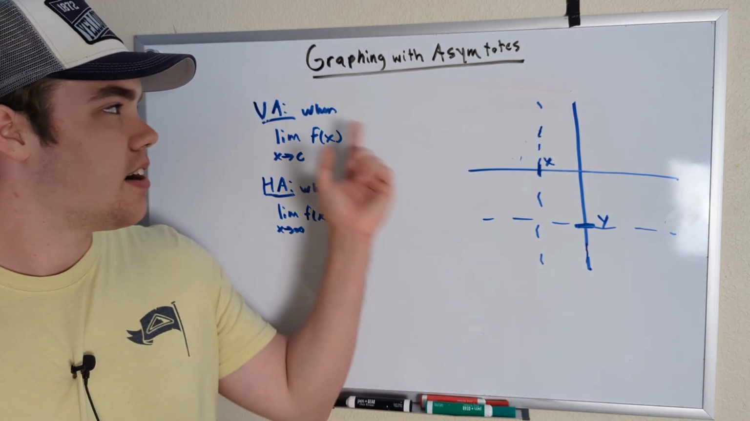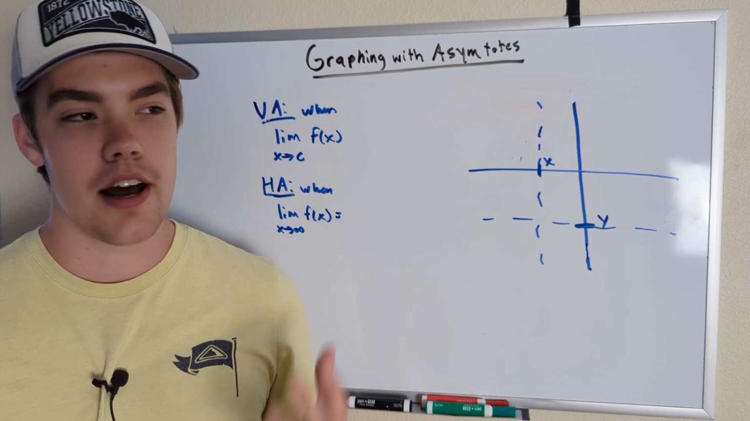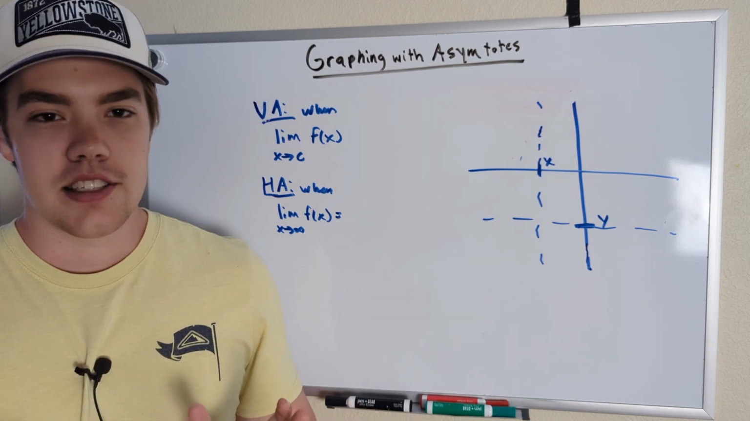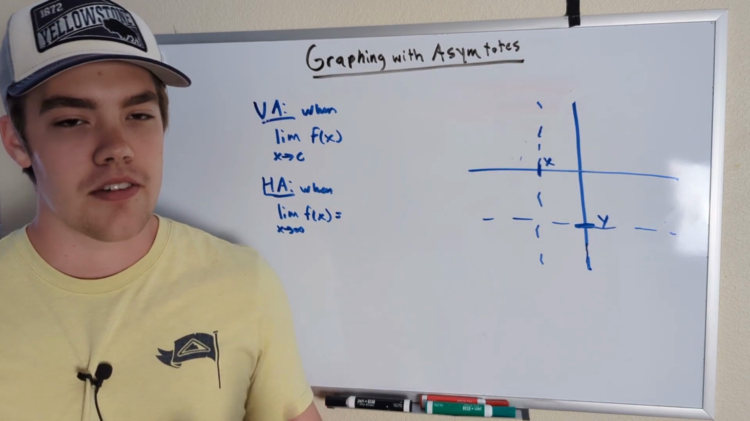In today's video, we're going to be talking about graphing with asymptotes, and specifically in calculus. You've probably heard of asymptotes in Algebra 1, Algebra 2, maybe pre-calculus. And as a quick review, let's talk about what these asymptotes are. An asymptote is basically a place where a graph cannot cross.